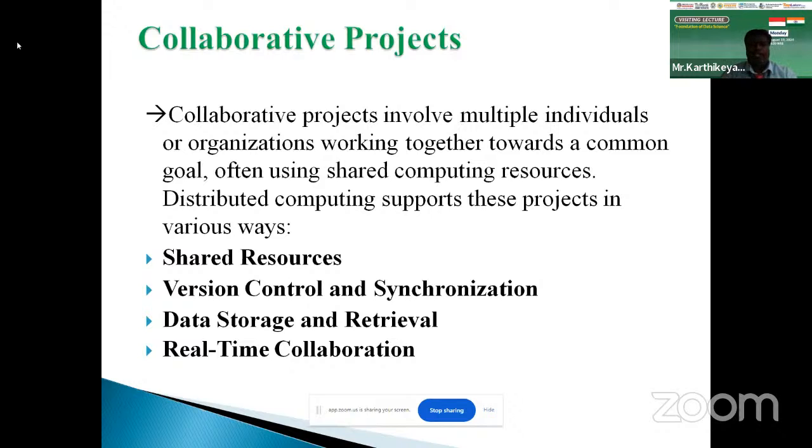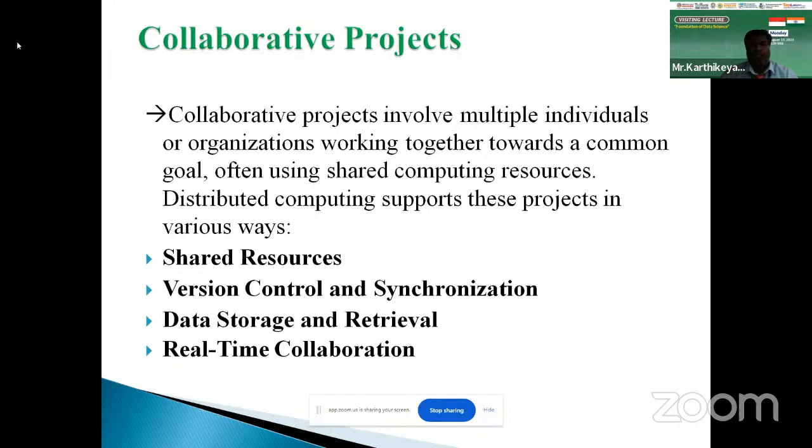The first way is sharing resources. Distributed computing allows collaborators to share computational resources such as power and storage across different locations.